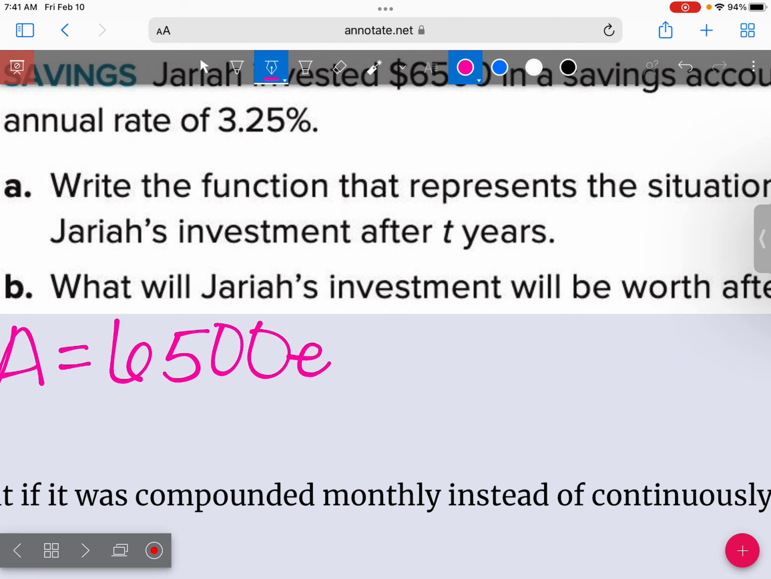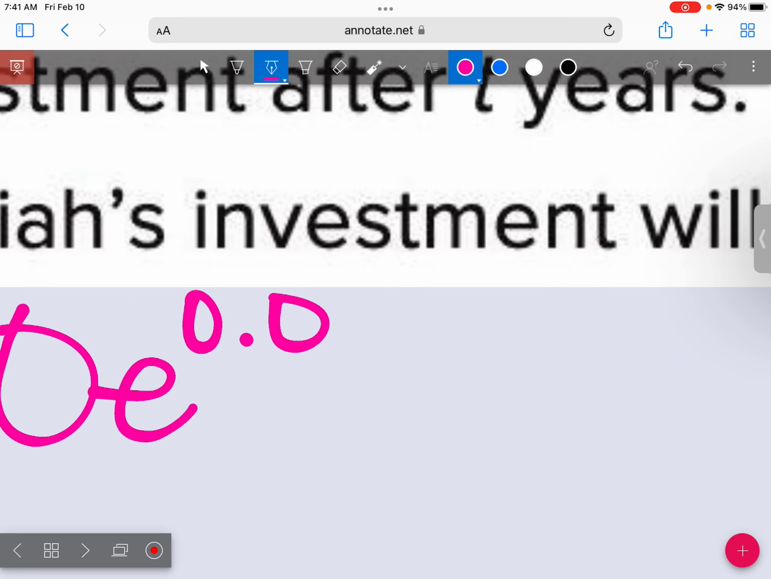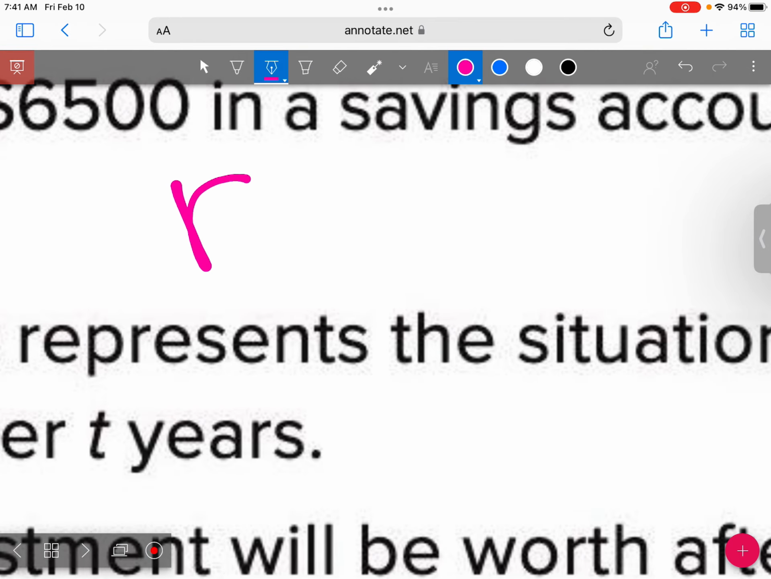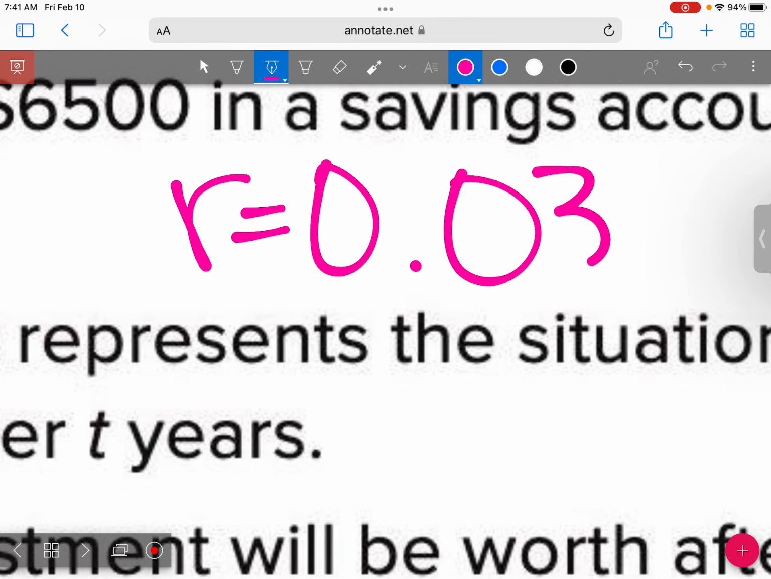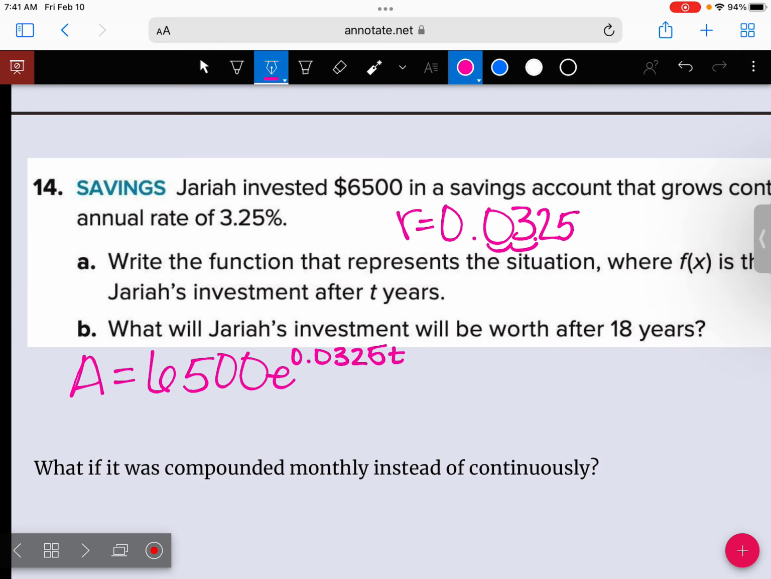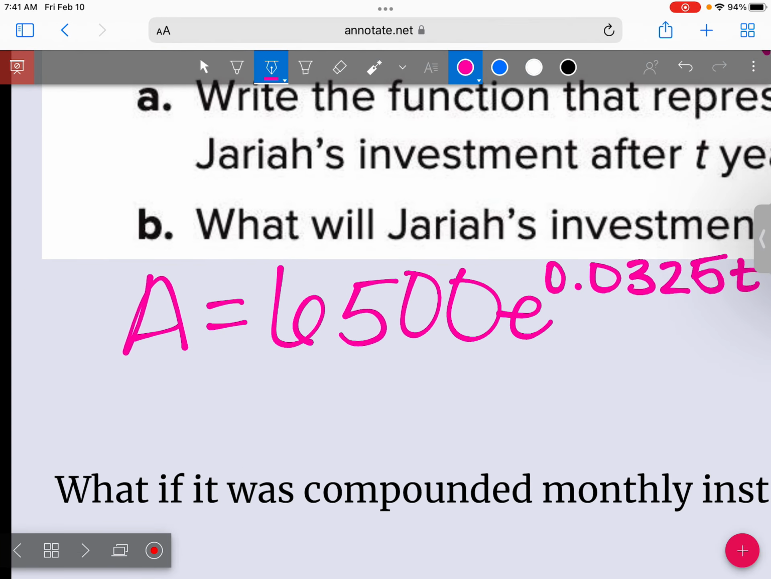6,500 e to the 0.0325 times t. Okay? So biggest thing, r equals 0.0325. I think that's something that a lot of us, including all of the other Algebra 2 classes, have really been struggling on. We always move it 2 times to the left, okay, from our percentage to get our decimal. Sound good?